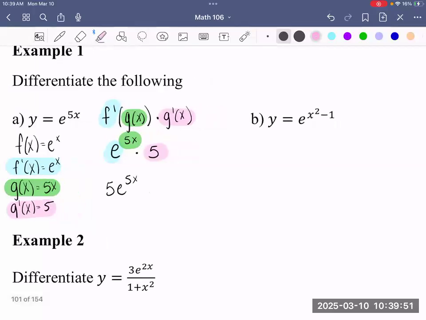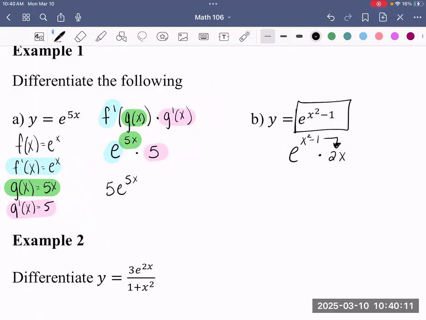Let's do it again. And this one, I'm not going to break it up with the chain rule. I'm just going to go right for it. So first, we have the derivative of e itself. That would be e. Now we get to keep everything the same, so your exponent stays the same. And now we can derive your exponent, so that we would get 2x. So altogether, we should have 2x e to the x squared minus 1.